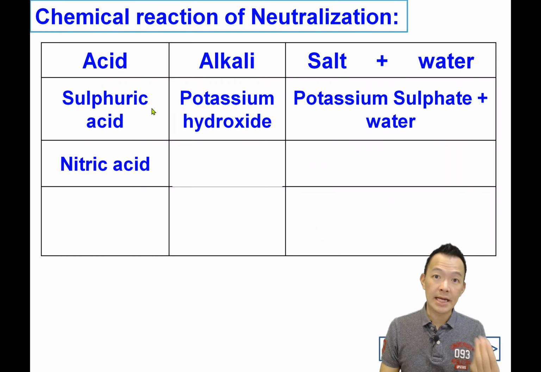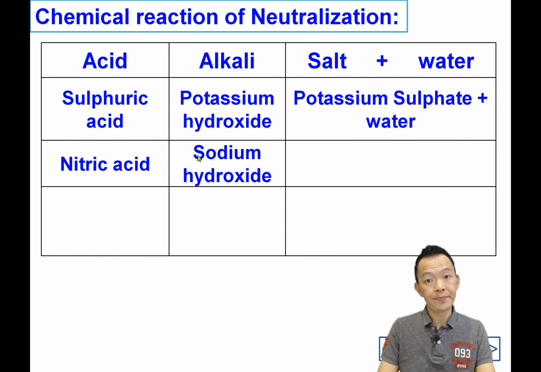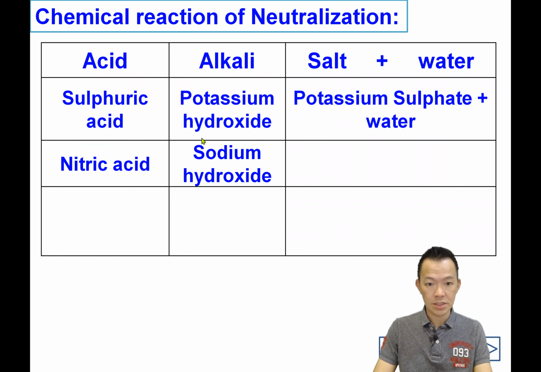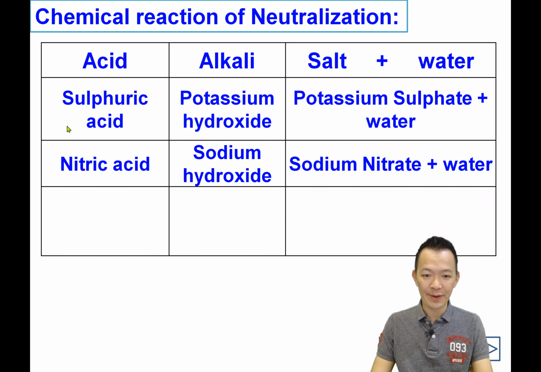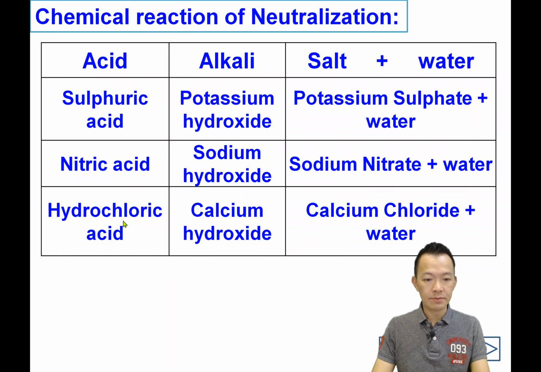Another example. Nitric acid reacts together with the sodium hydroxide. So what is the salt solution produced? Again, the name in front follows the alkaline, sodium, and the name behind follows the acid, nitrate. So the salt is sodium nitrate. Why sodium nitrate? You have to study chemistry, you understand? For now you just memorize, but it's not difficult, it's very easy to memorize. Hydrochloric acid reacts together with the calcium hydroxide, so what is the name of the salt? Calcium still in front, chloride behind, calcium chloride is the salt, plus water.